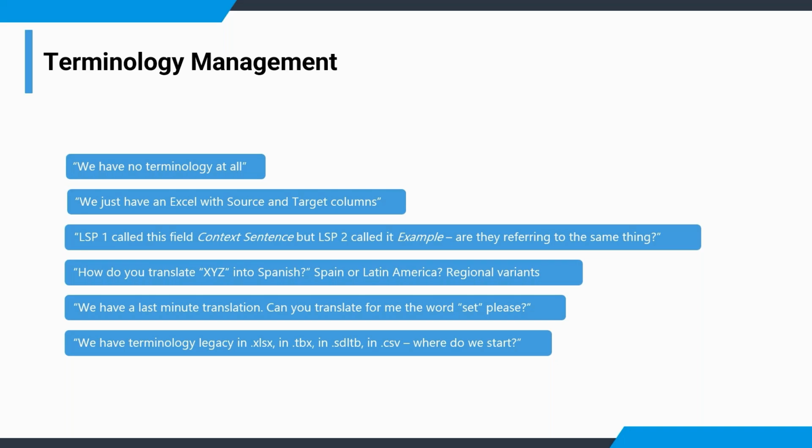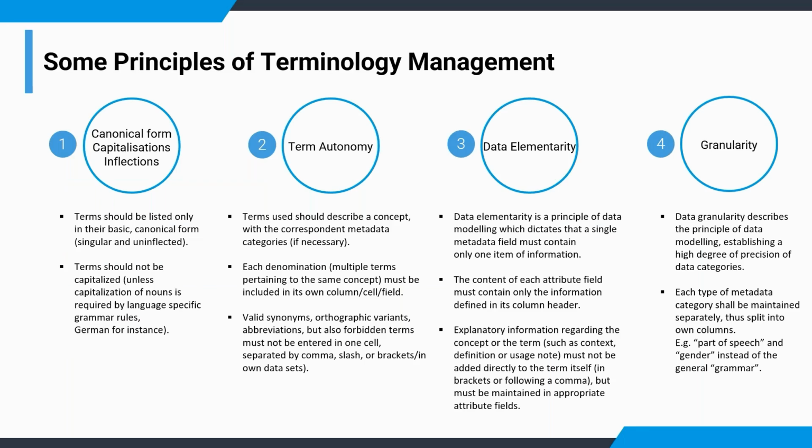It's important to define some principles in terminology management. Mainly today, I'm going to cover four very, very quickly before we go into a demo. First of all, canonical form, capitalizations and inflections. Terminology should consider these aspects very, very carefully. And again, terms should be listed in term bases only in their basic canonical form, in singular form, and uninflected. In other words, you will have a verb like apply. You will not have things like applied, or will apply, or would have applied. You have it in the infinitive form. Again, terms should not be capitalized unless the capitalization of nouns is required by specific languages, like perhaps German.